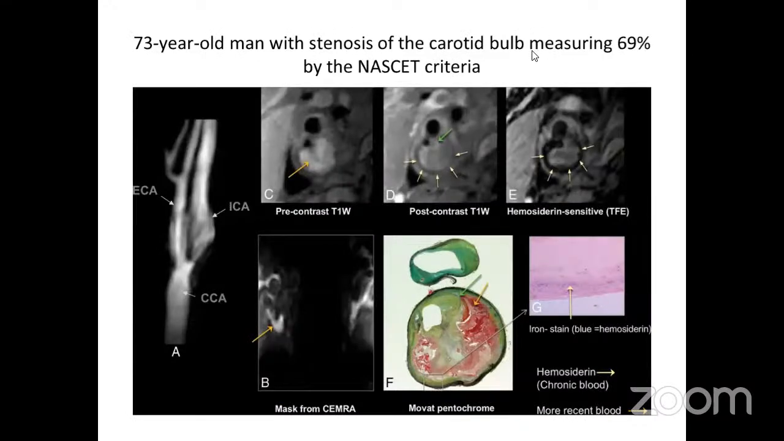And this is a 73-year-old man with carotid stenosis of 69%. The pre-contrast images show hyperintense signals, eccentrically located, suggestive of hemorrhage into the plaque. It can be either subacute hemorrhage or the presence of methemoglobin. The post-contrast image shows hypointensity surrounded by a thin hypointense ring, suggestive of a hemosiderin ring. The hemosiderin-sensitive sequence clearly delineates that ring, suggesting it is chronic blood rather than recent blood.